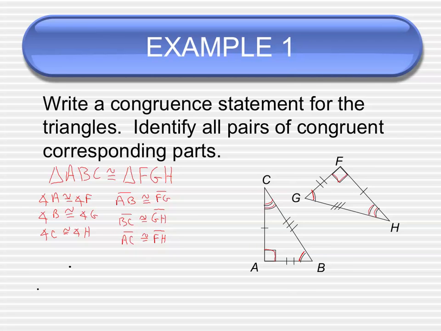So on my first one, for example, I want to say AB, and I'm starting at the right angle and I'm ending at the single notch. So on the other one, I'm going to start at the right angle and end at the single notch. So I went from A to B, so I'm going to go from F to G. Okay, and I just continued along. BC, so I went from single notch to double notch. It's congruent to GH, single notch to double notch. And then AC congruent to FH.